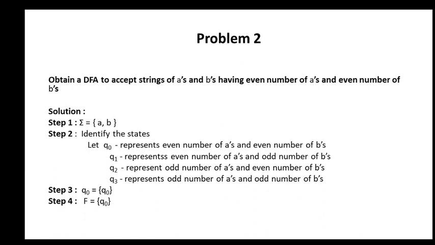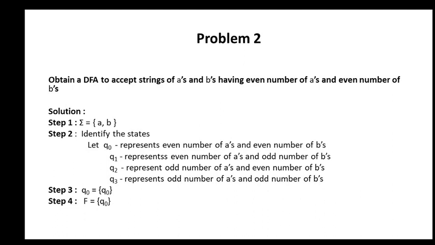The first step is to write the input symbols. The input symbol alphabet in this example is equal to A, B. Second step, identify the states. Q naught represents an even number of A's and an even number of B's. Q1 represents an even number of A's but an odd number of B's. Q2 represents an odd number of A's and an even number of B's. Q3 represents an odd number of A's and an odd number of B's.